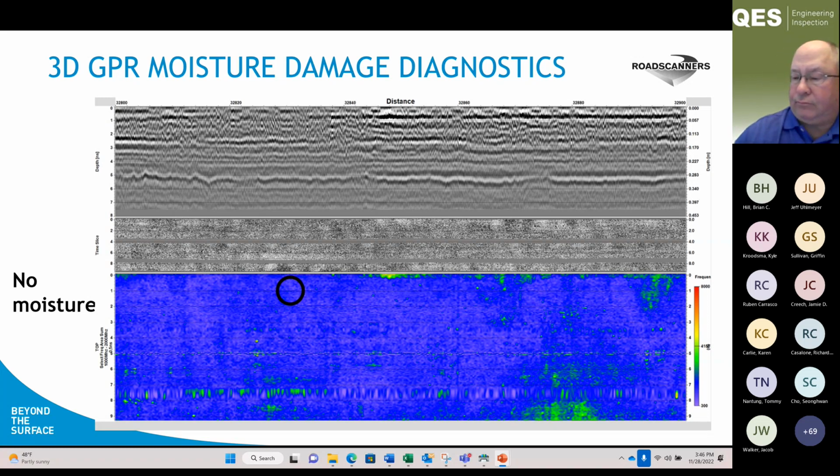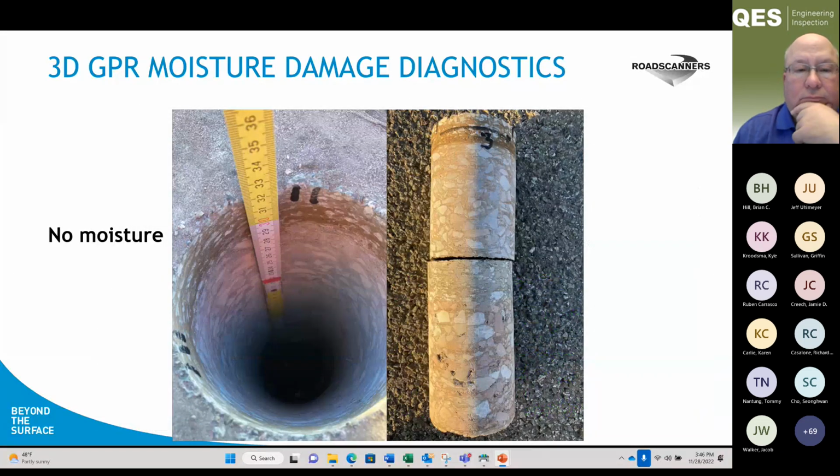Here's a case of quite new data, a sound area, and if you click, the next one is what you can see, a drill core from that area, that section. Now you see also debonding on this one, but if you want to analyze debonding, you can do that also. You need a different algorithm compared with the moisture.